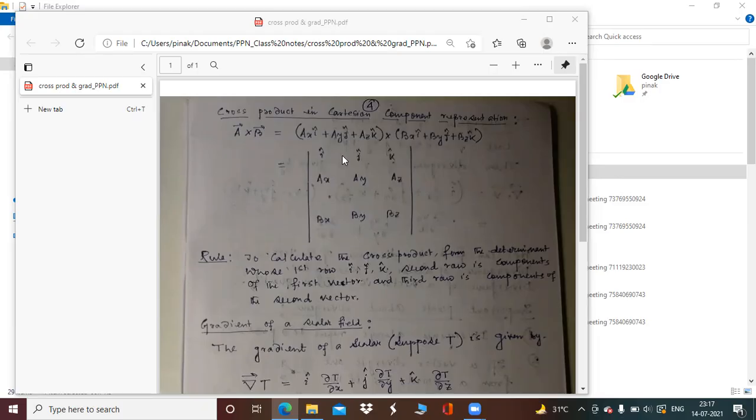So what is the rule for finding out the cross product between two vectors in their Cartesian component form? The rule is stated here. To calculate the cross product, form the determinant whose first row is i cap, j cap, k cap, second row is the scalar components of the first vector, and third row is the scalar components of the second vector. So this is the rule using which we can find out the cross product between two vectors in Cartesian component form. Next comes gradient of a scalar field.